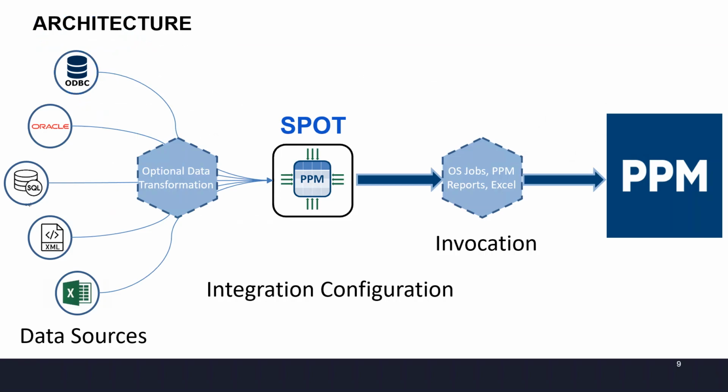So let's take a look at the high-level architecture of the Spot solution. On the left-hand side, we have our multitude of data sources that may include Oracle, SQL, XML, Excel, etc. Prior to loading data into Spot, the data can also optionally be transformed. The actual configuration integration is actually done within Spot. Once you've set that up, you can actually then push the data into PPM. You can invoke the actual push through Excel itself or through an OS job or a PPM report.